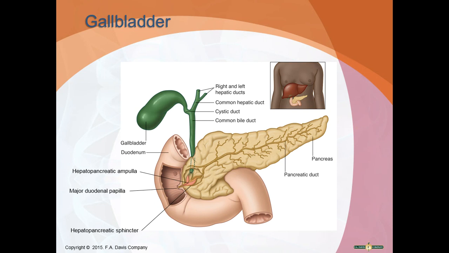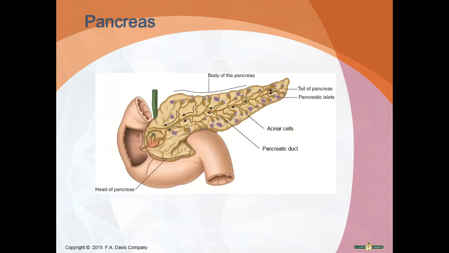The bile duct merges with the duct of the pancreas to form the hepatopancreatic ampulla, or ampulla of Vater. The ampulla enters the duodenum at a raised area called the major duodenal papilla. The sphincter, called the hepatopancreatic sphincter, sphincter of Oddi, controls the flow of bile and pancreatic juice into the duodenum. So we'll look at the gallbladder has a role in fat metabolism because of bile.